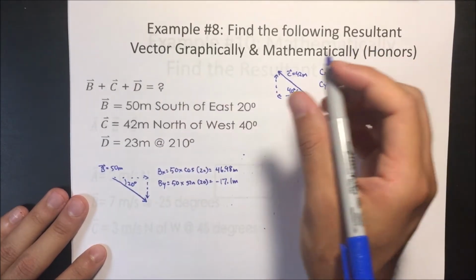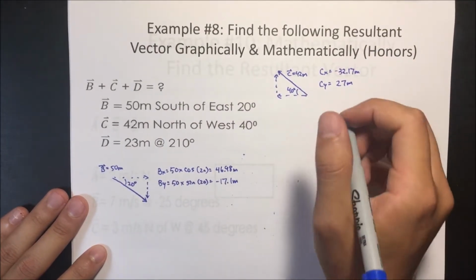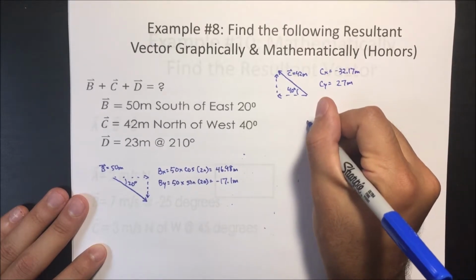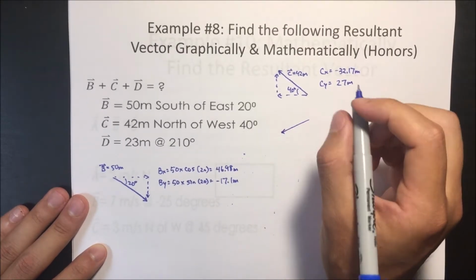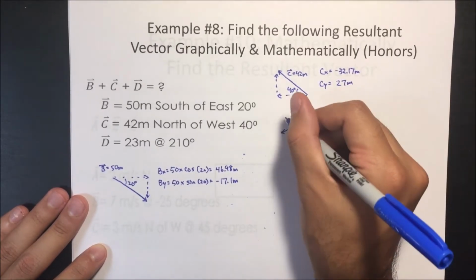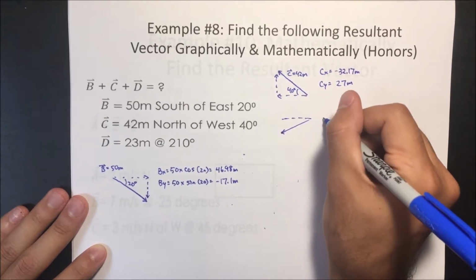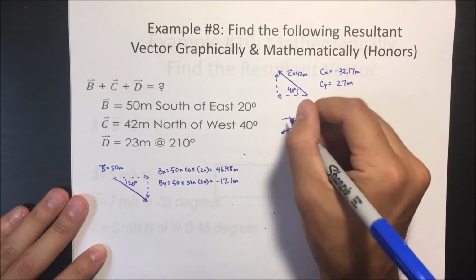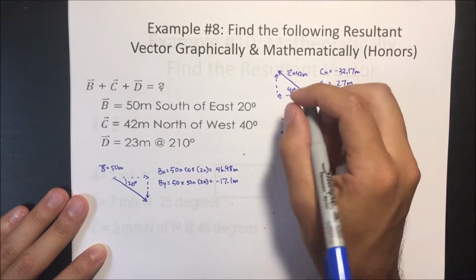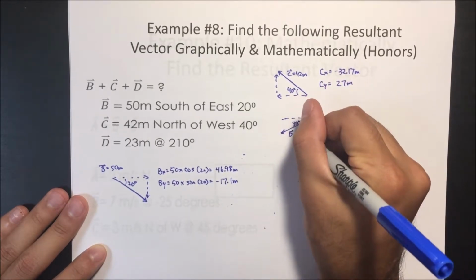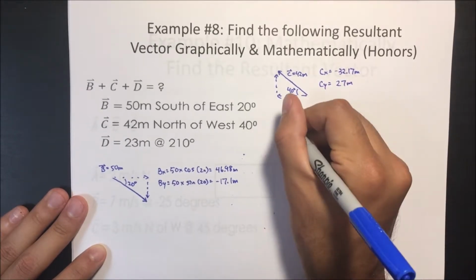Alright, last one, D, 23 meters at 210 degrees. We know 210 degrees will look something like this. If this whole thing is 180, that means this is going to be 30 degrees. So vector D, 23 meters.